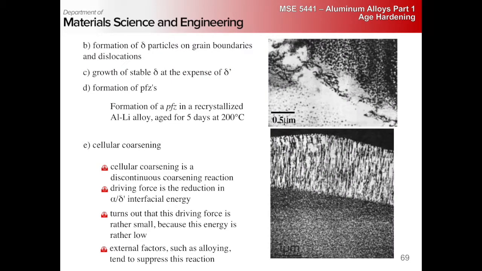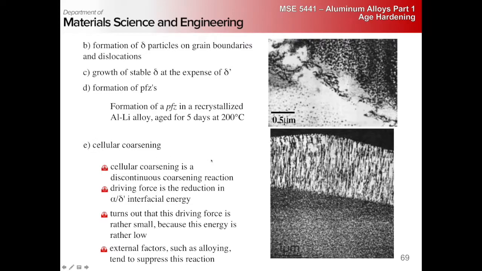All right, so we end up with, here we see a precipitate-free zone, right? In a recrystallized aluminum lithium alloy. This has been aged for five days. So much like the other alloys, right, we're potentially nucleating the thermodynamically stable phase by heterogeneous nucleation. We're growing the thermodynamically stable phase at the expense of the intermediate particles. We're forming a precipitate-free zone near the grain boundaries.